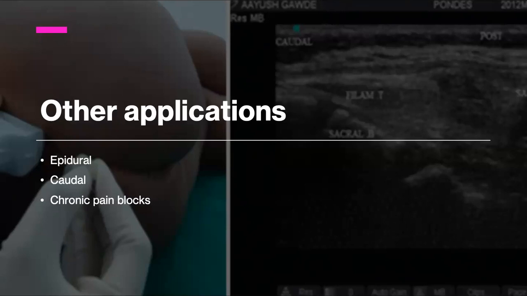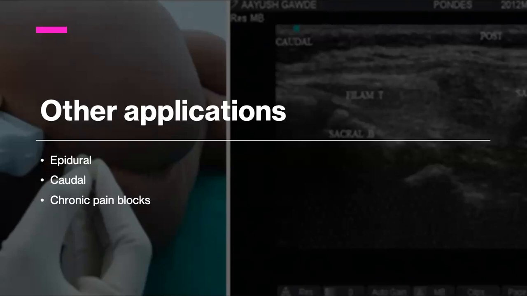And then for caudal blocks, this has become also quite popular, and this is considered to be a little bit easier in children because of the fact that their bones are not as calcified yet, and you can actually appreciate more anatomy deeper to the bone than what you do in adults.